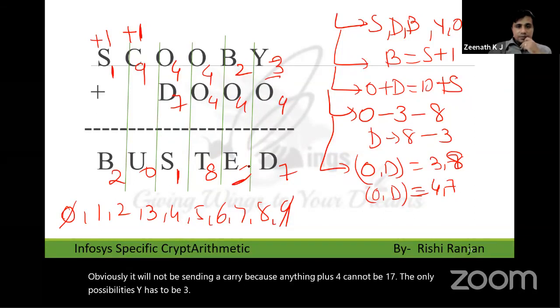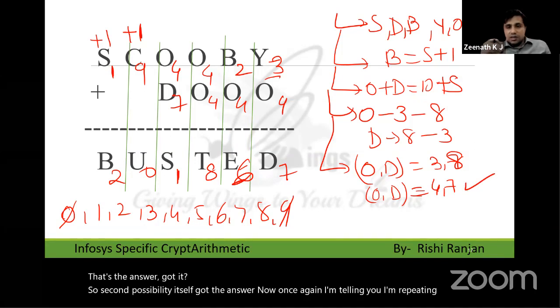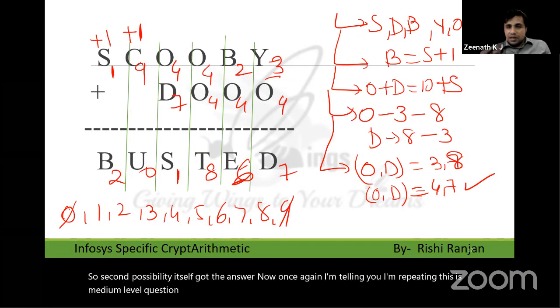Got it. That's the answer. So the second possibility itself got the answer. Now, once again, I'm repeating: this is a medium level question, easy and medium level. So we are getting the answer in the second possibility.